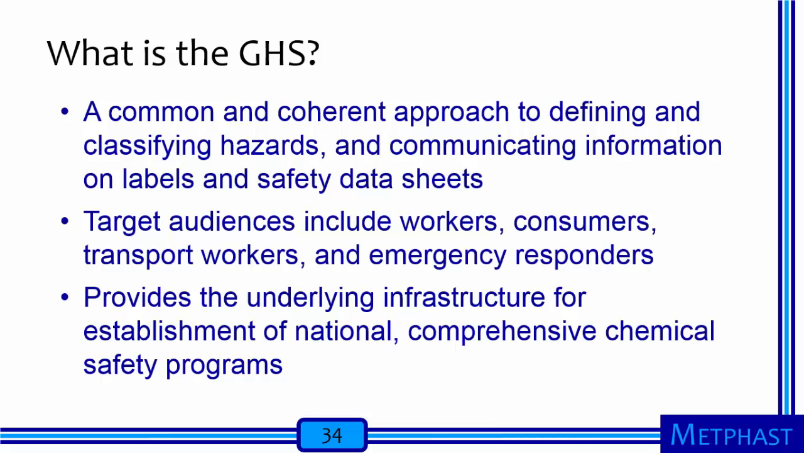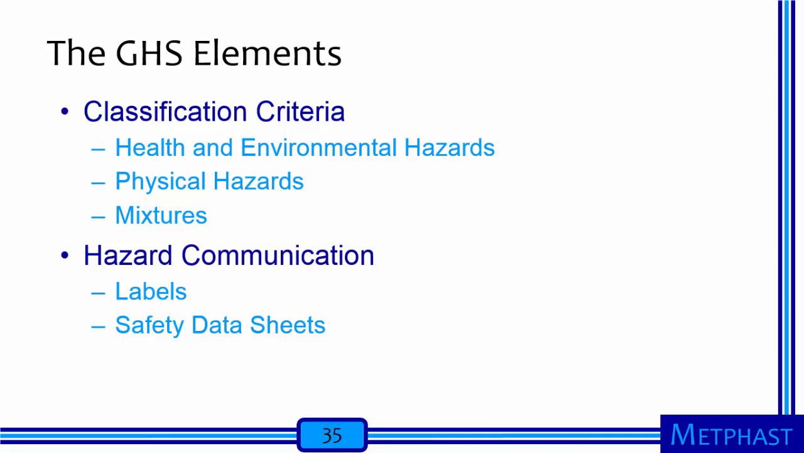What is GHS? It is a common and coherent approach to defining and classifying hazards and communicating information on labels and safety data sheets. The target audiences include workers, consumers, transport workers, and emergency responders. And the GHS provides the underlying infrastructure for establishment of national comprehensive chemical safety programs. The GHS elements include classification criteria for health and environmental hazards, physical hazards and mixtures, and hazard communication using labels and safety data sheets.